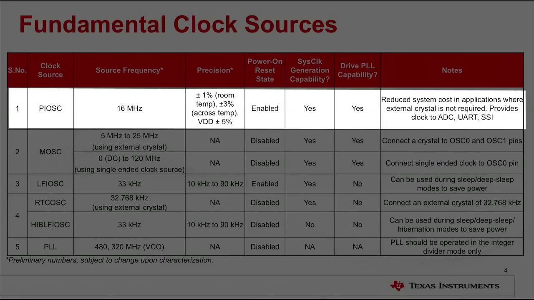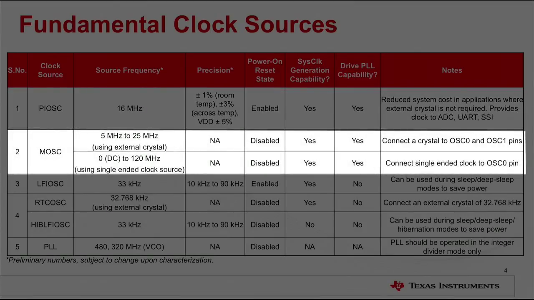The precision internal oscillator can provide a 16 MHz clock with 1% precision. It is enabled by default upon power up, and it can be used to generate system clock as well as drive the PLL. It is typically used in applications where connecting an external crystal may not be required due to cost concerns. Then we have a main oscillator, which can be used to generate system clock with frequencies up to 120 MHz using an external crystal or using a single lead-in clock source and a PLL. It is disabled upon power on reset, and it can drive a PLL.